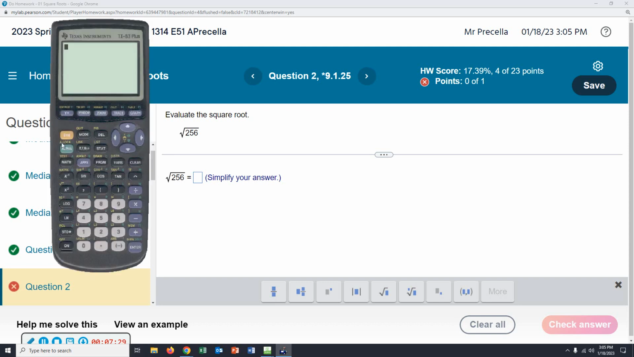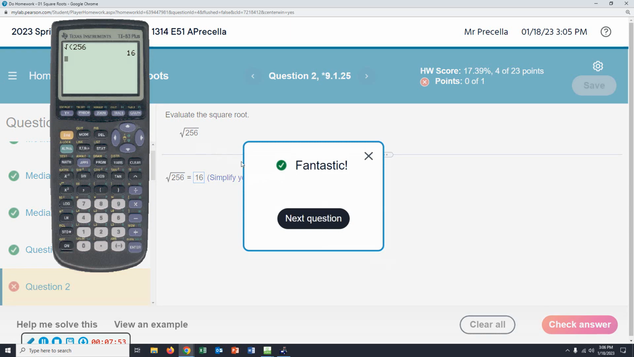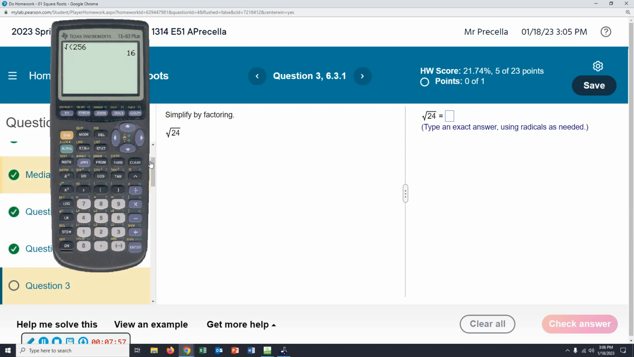Okay? So to punch in square root of 256, I'll go second square root 256 and 16. That's what I heard someone answer earlier. Remember, I'd messed up on problem 2 and it had a red X. I'm about to check it, and fantastic, my problem number 2 is now right. I got the check mark, and we go on.